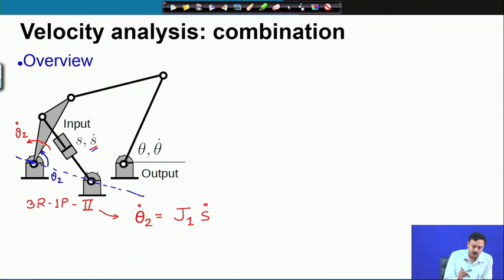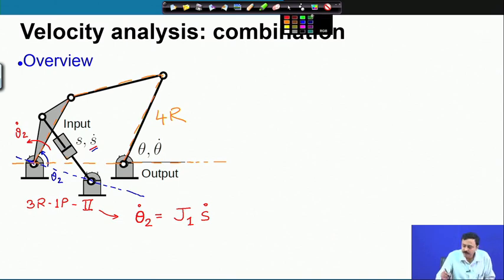Now, this same theta 2 also acts as the input for the 4R chain. The same theta 2 dot is the input to the 4R chain. The only difference is the line of frame of this 4R chain is different. So, for the 4R chain the line of frame is different, but theta 2 dot remains the same, and the definition of theta 2 for the 4R chain is also somewhat different. Let me show you.